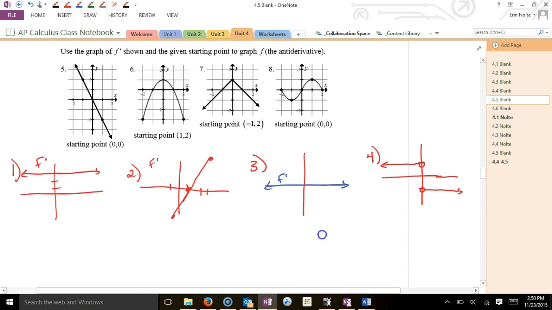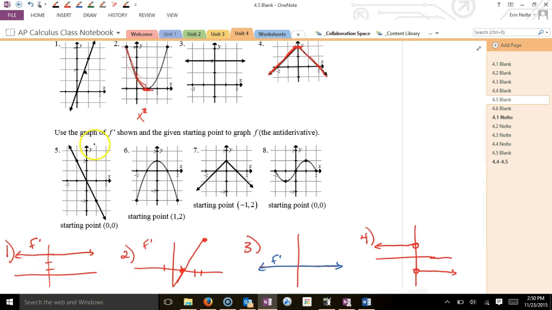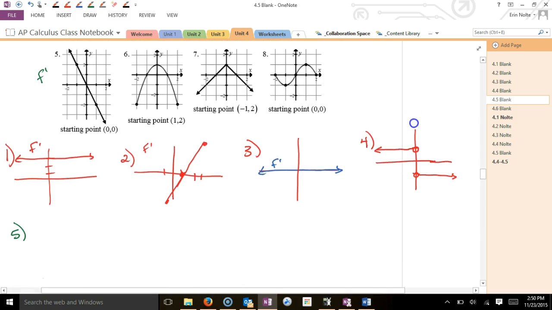So for question number 5, and I'm not going to do all of these, but I'll keep going. Okay, so this time they're giving us the derivative. So what we have to do is graph the antiderivative. We have to go backwards and graph the original function. So these are all derivative pieces. What we're looking for is where the derivative is 0.